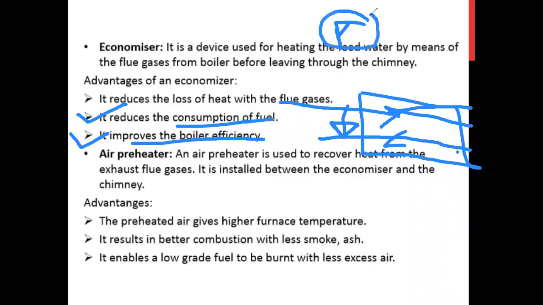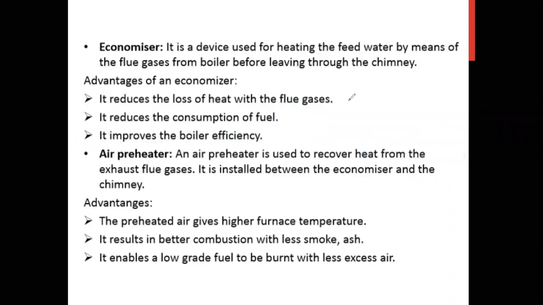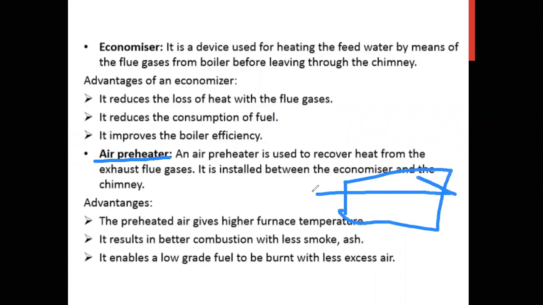Last but not the least, after the economizer, the hot gas flows to the air preheater chamber. It is also a chamber, my student. When this hot gas flows, an air preheater is used to recover heat from the exhaust flue gas, because these are all chambers to keep heat inside the system, to recover heat. So it is installed between the economizer and the chimney, after the economizer and before the chimney.